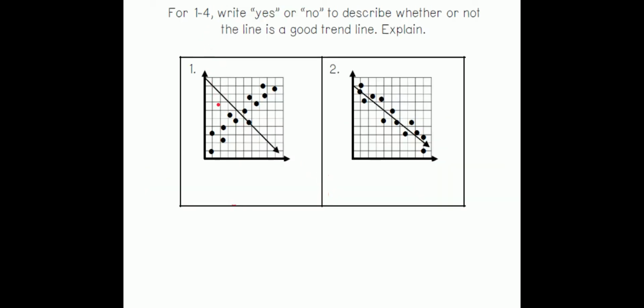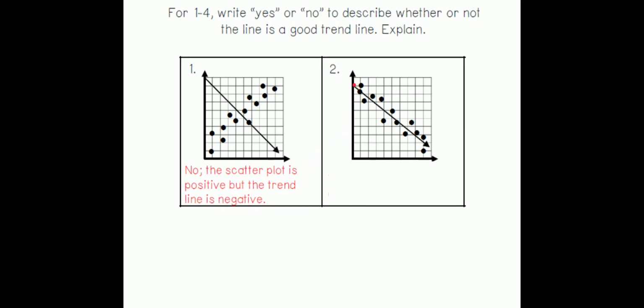So in these examples, write yes or no and describe whether or not the line is a good trend line. If you look at number 1, there's a line going downward when clearly the scatter plot data shows that there's a positive relationship. So that line should be going up as well. So this is not a good trend line because the scatter plot's positive, but the trend line's negative.